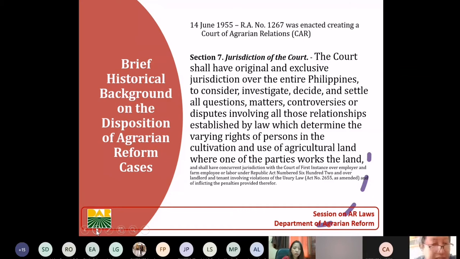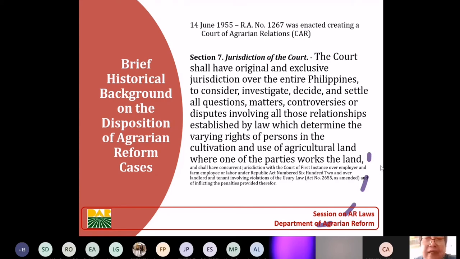So before, any disputes arising from RA 1199 were under the jurisdiction of the Court of Agrarian Relations. Now, that jurisdiction of the Court of Agrarian Relations under RA 1267 was maintained also under RA 3844, and in fact in chapter 9 of Republic Act 3844, which took effect in 1963, that law created Court of Agrarian Relations in the entire country.